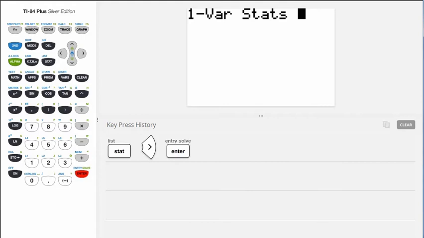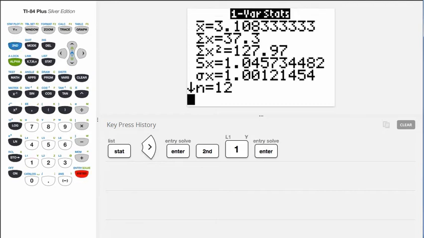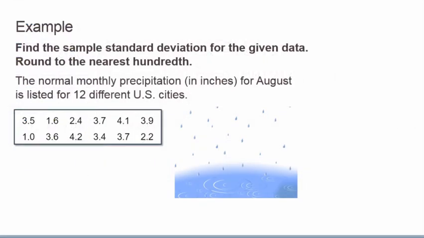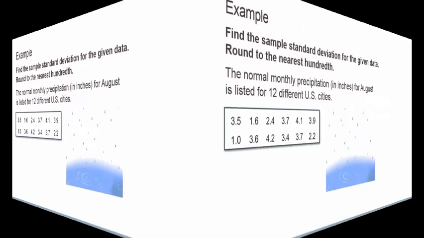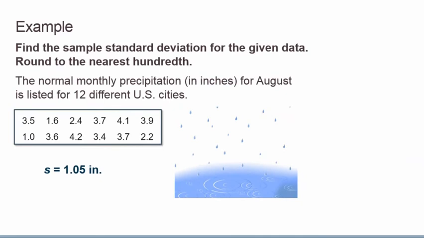Some of you, when you went from your list view to Stat over to Calc and chose one variable statistics, your screen looked like this. I can either hit enter, or I can type in second L1 to tell it what list to use, enter, and then I get the same information. My Sx is also 1.045734482. We want to round to 2 decimal places, so S equals 1.05 inches.